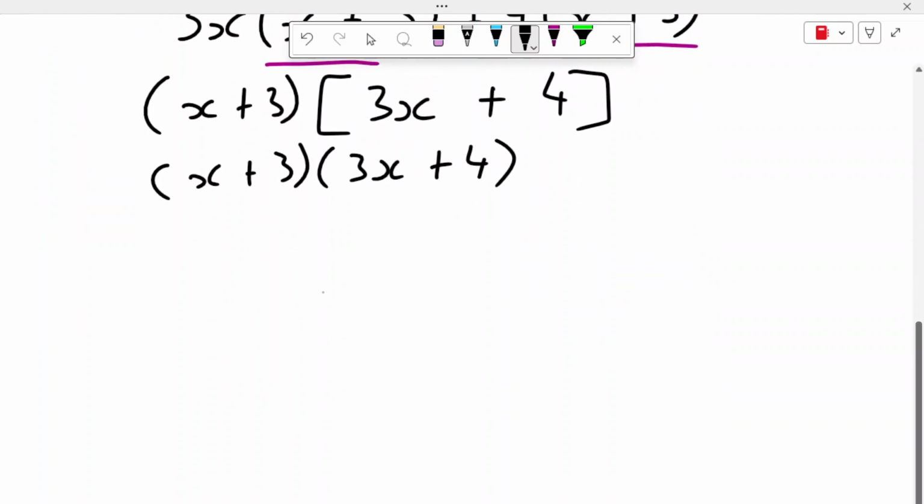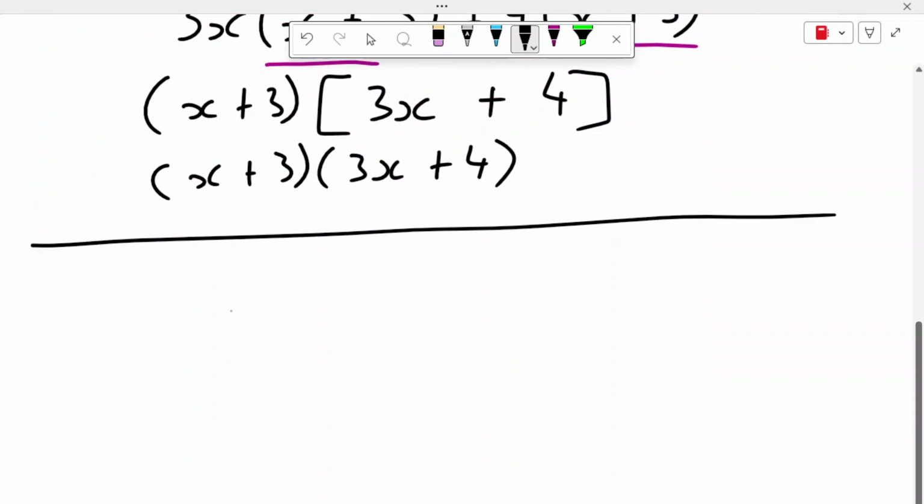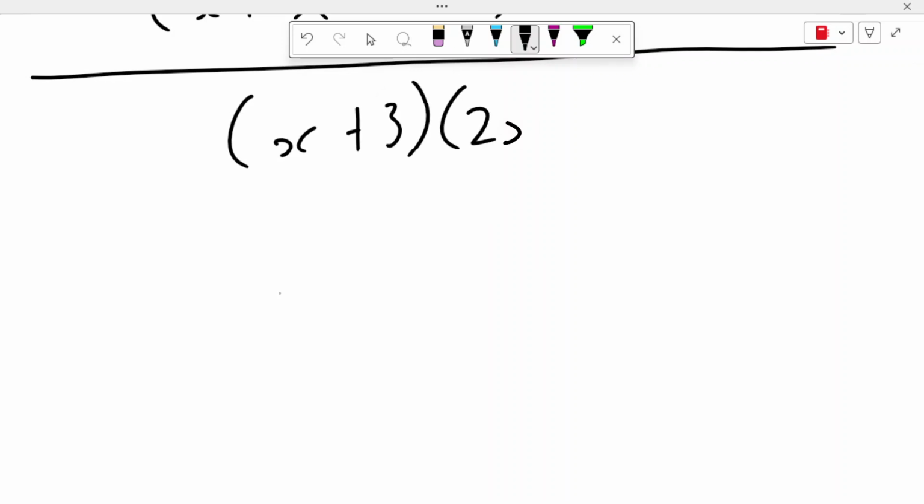Let's try a new question with some numbers. Let's say we've got, oh sorry, the other way around. We're going to start with the factored form. We've got x plus 3 and 2x minus 3. So when we expand this, I'm again assuming you know how to expand this stuff.